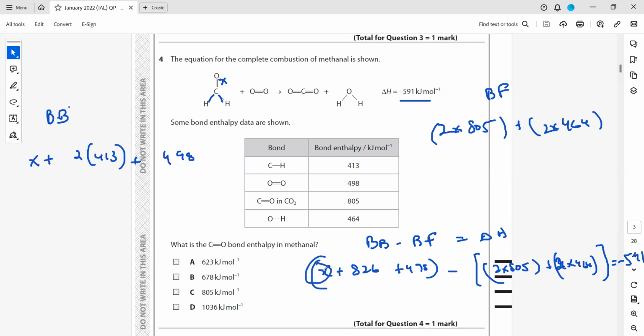So we have to simplify for X, like a mathematical equation is formed. And then we just have to simplify for X to work out what is the bond enthalpy for the C=O bond. That will be A, 623 after solving. Now it is just a mathematical equation. You just have to solve for the value of X.